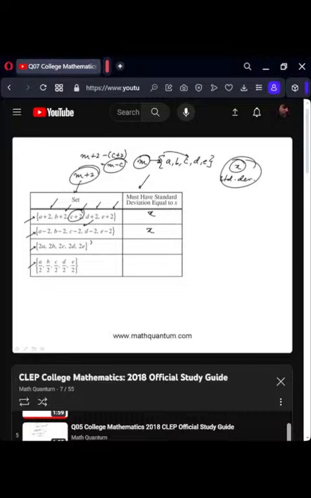However, if you double the numbers, the deviations will double, and the standard deviation would actually be 2x. So only these two, not that. And then here, if you halve the numbers, the standard deviation would also be halved, and again this one doesn't have a standard deviation equal to x, so only the first two have the same standard deviation.